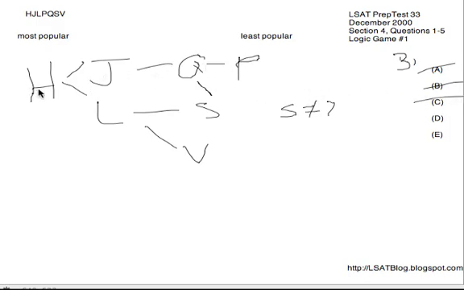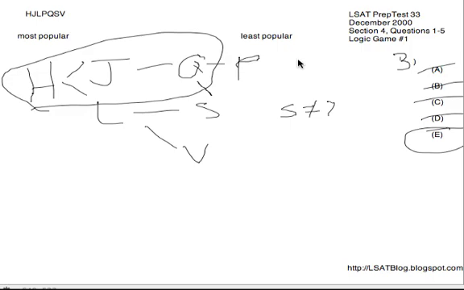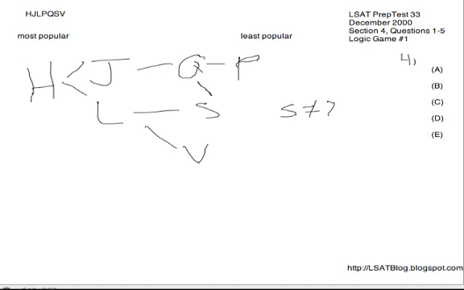Could V be third? It could go HLV, then have JQS after it, so D is gone, leaving E by elimination. And the reason E doesn't work is because you've got to always have at a minimum HJ and Q coming before P. So for that reason, the earliest P could ever appear is fourth. Next, number 4, if V is before Q and J is after L.